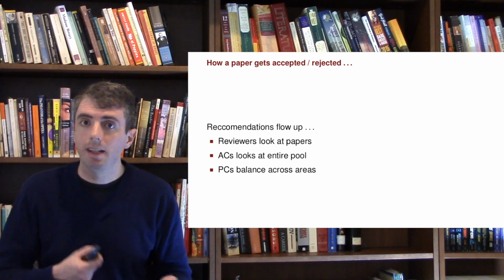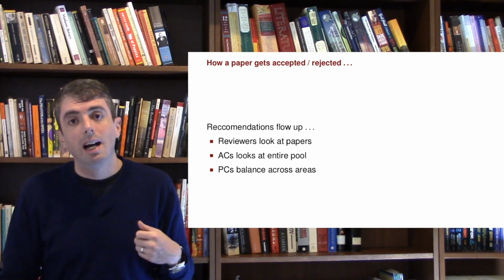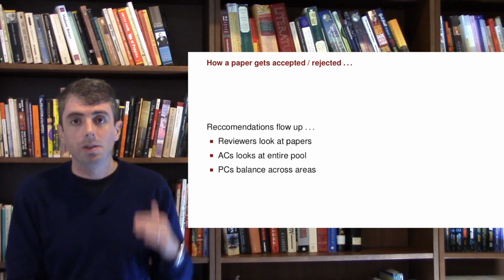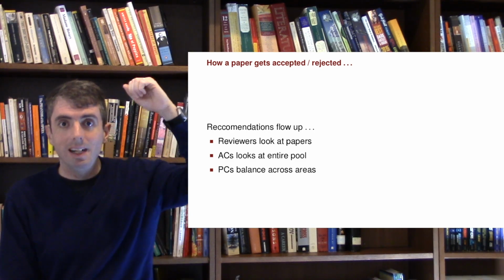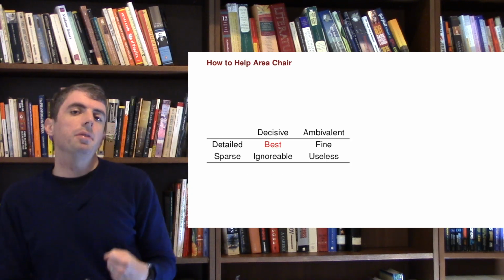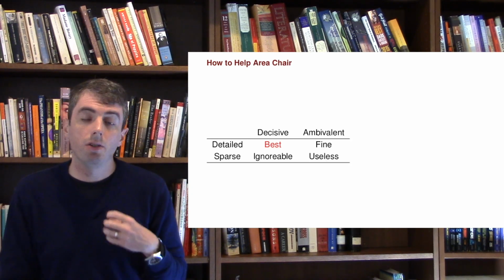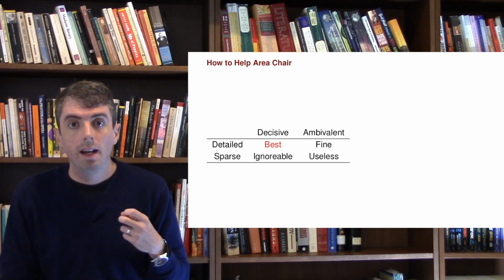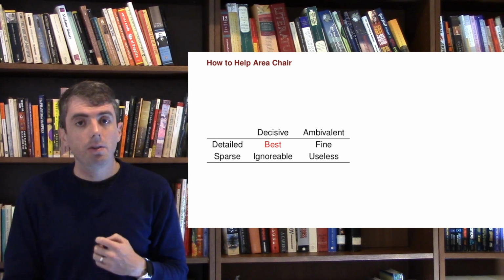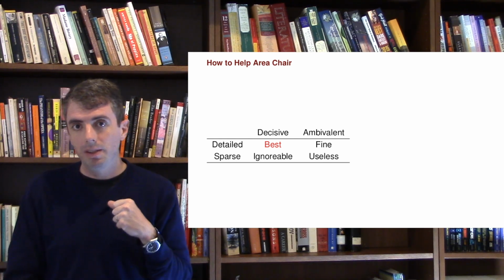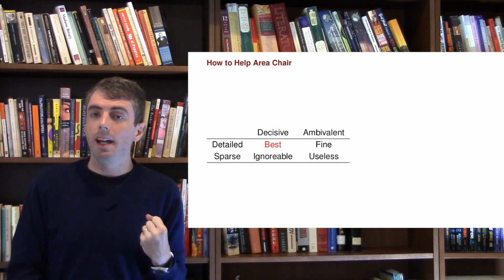And different areas have different levels of strength, so from the ranked list that each area chair provides, the program chair will decide where the accept line is and where the reject line is. So think about how you can help the area chair do a good job of recommending a paper for acceptance or rejection. So the best thing possible is for your review to be both decisive and detailed.